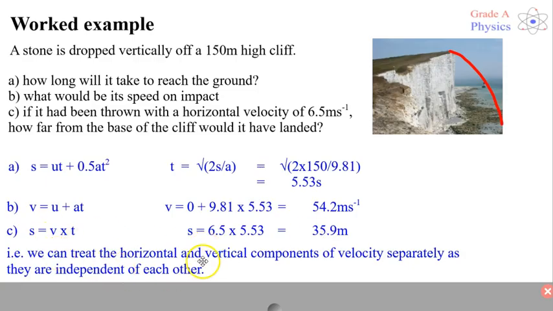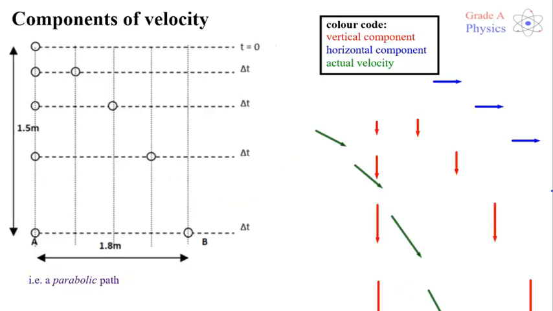So we can treat the horizontal and vertical components of velocity independently, separately. They're not connected to each other. Very, very important. Right, so let's look at this in a bit more of a complex way. So we're going back to our ball A and ball B example. So they both start here. They're falling a distance of 1.5 meters.